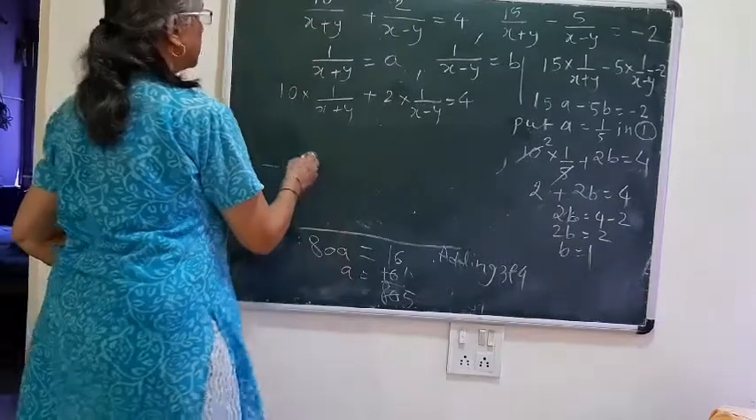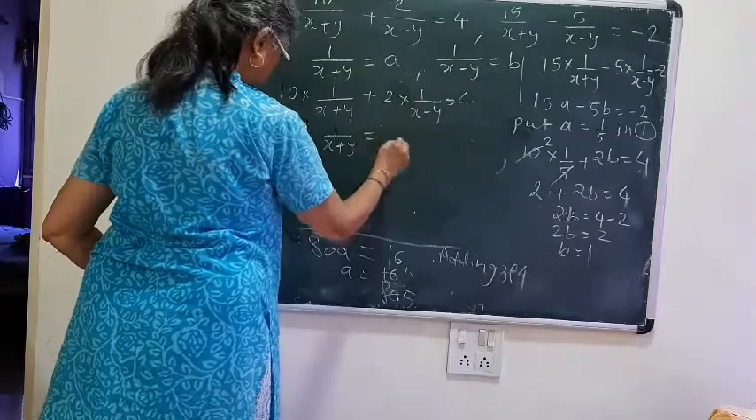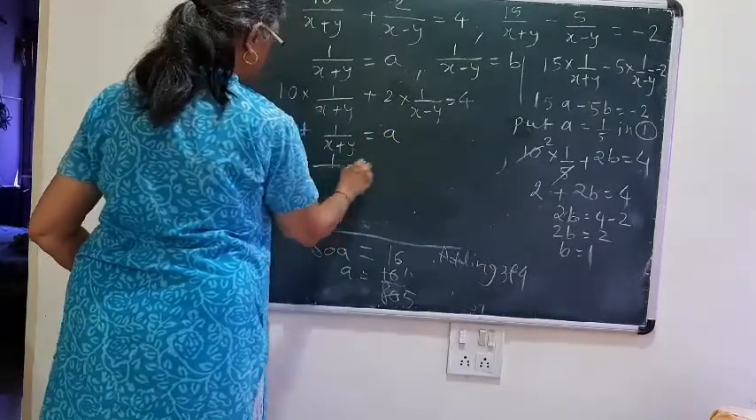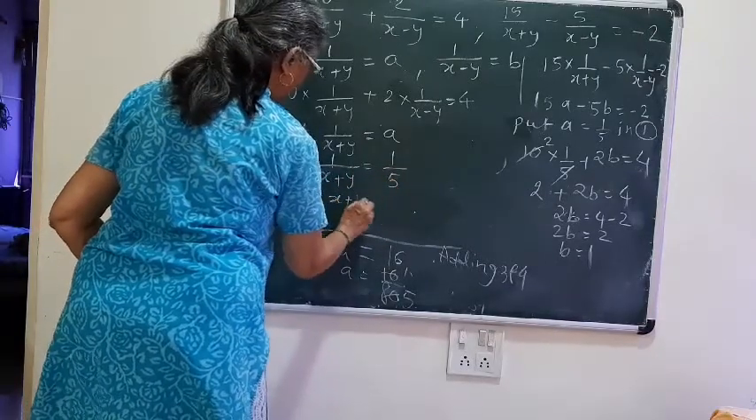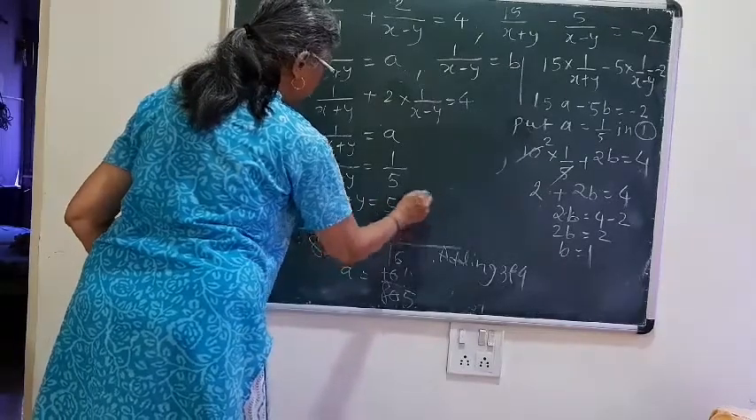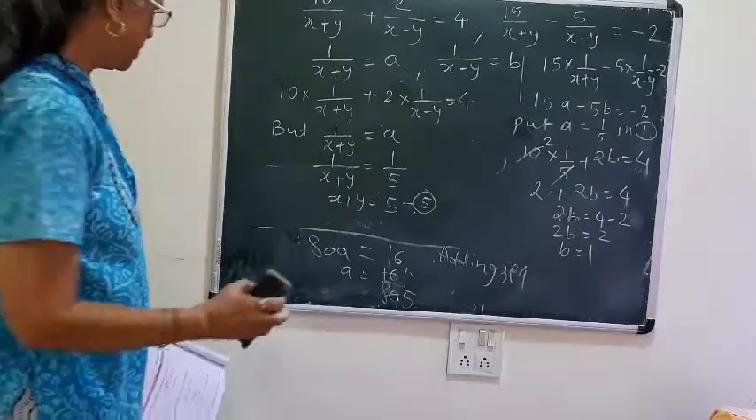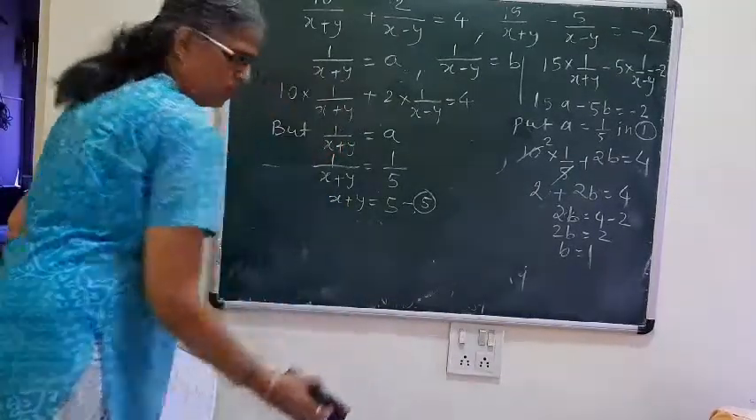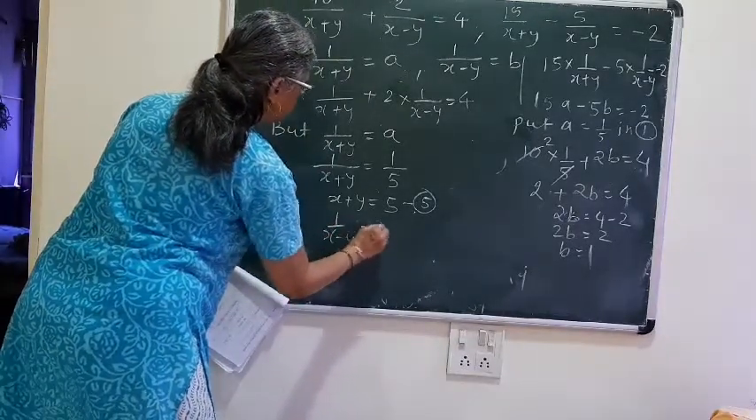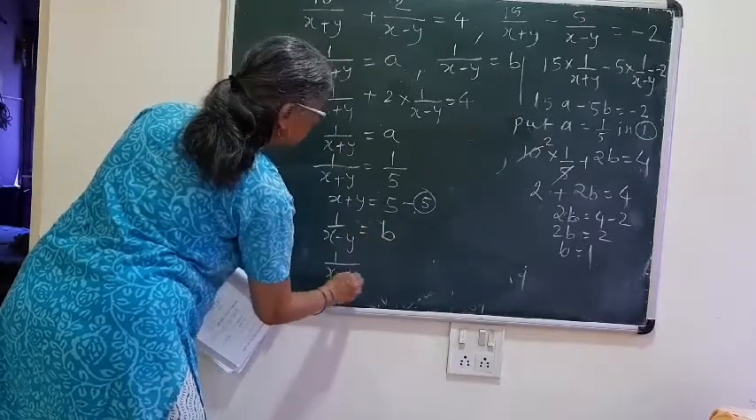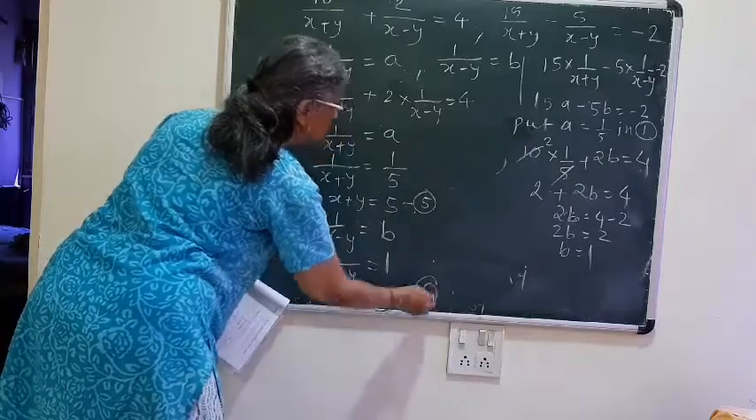So I have a equal to 1 upon 5, but 1 upon x plus y equal to a, that is our assumption. So 1 upon x plus y is equal to 1 upon 5. So x plus y is equal to 5. That will be our fifth equation. And then we have made the assumption for 1 upon x minus y is equal to b. So 1 upon x minus y is equal to 1. So x minus y is equal to 1. So this is our sixth equation.